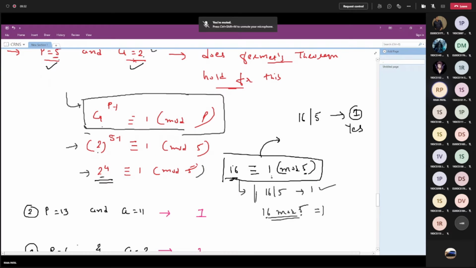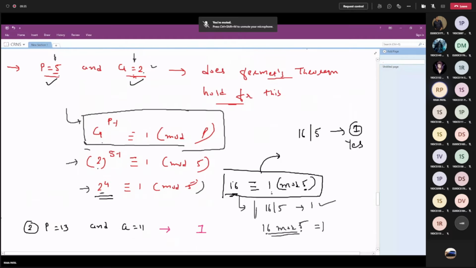Okay, now I have two examples, that is p equal to 13 and a equal to 11. So first of all, check whether p is prime or not, a is a positive integer or not, and it is not divisible by p, and check whether you are getting the remainder 1 or not. Okay, so just put the values in the equation and let me know. We just need to check whether Fermat's theorem holds or not.